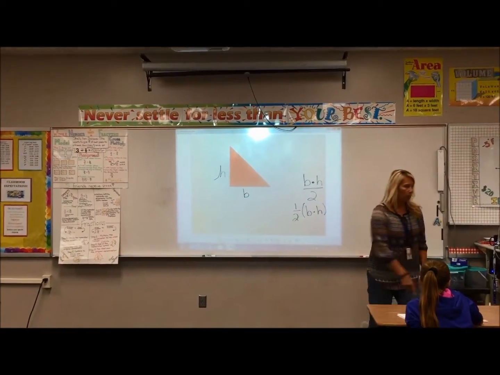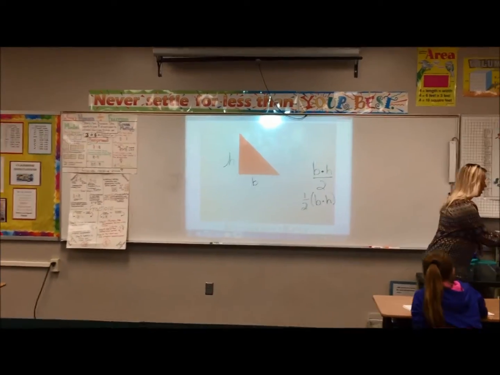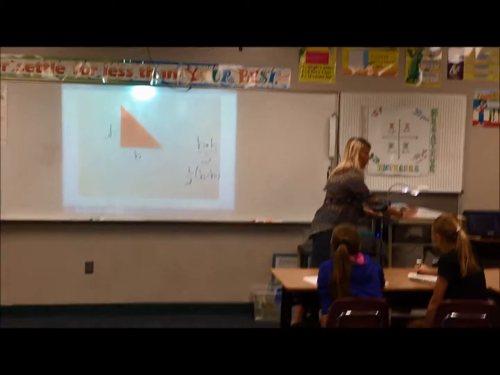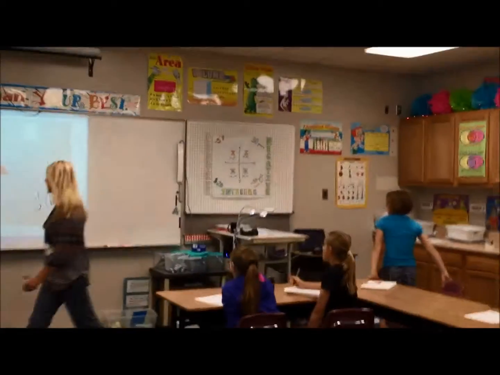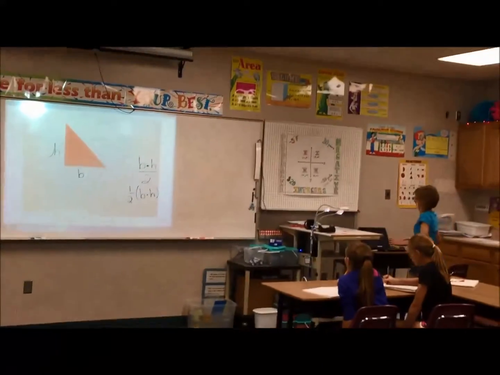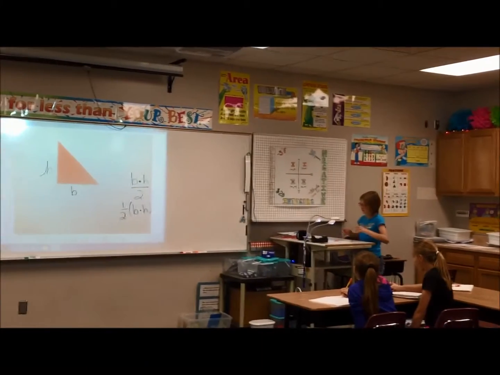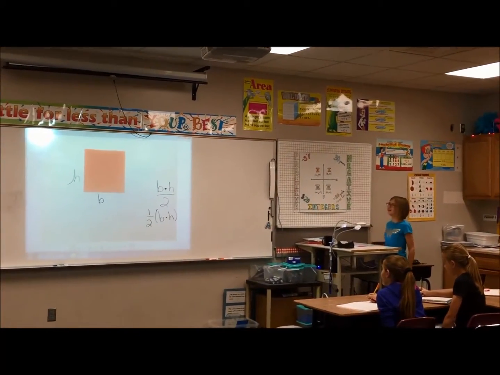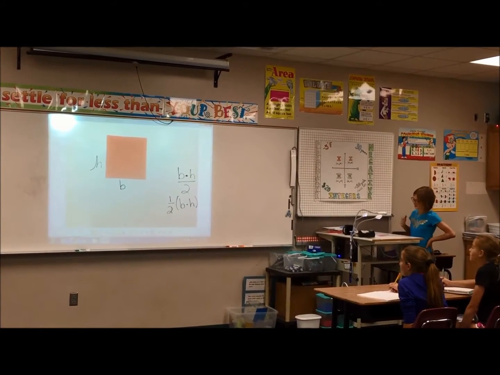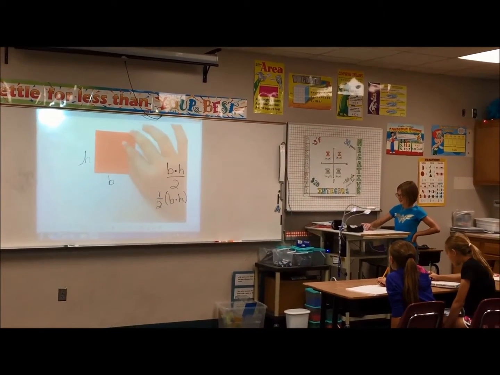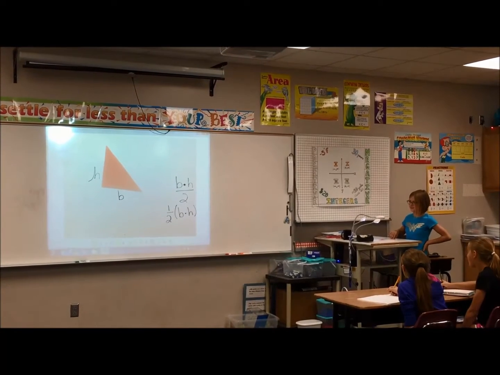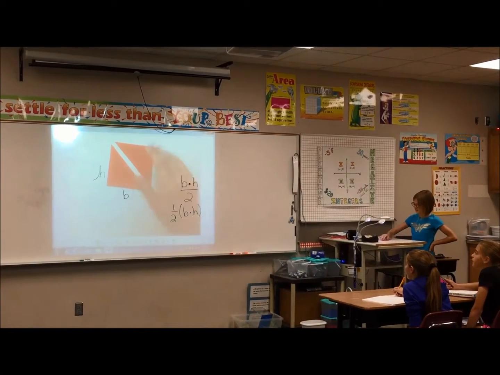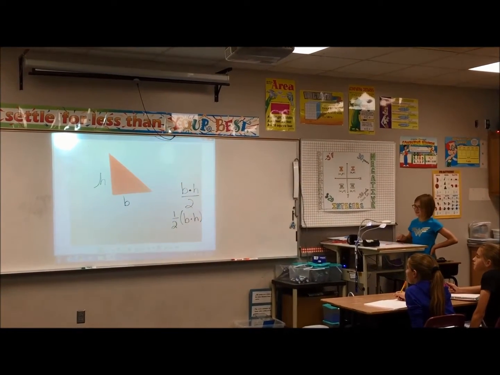Would you want to go up here and explain why it is base times height divided by 2? It's base times height divided by 2 because if you cut this square in half, then you take away that, and so then this would be the base times the height, so then you just have to take that away.